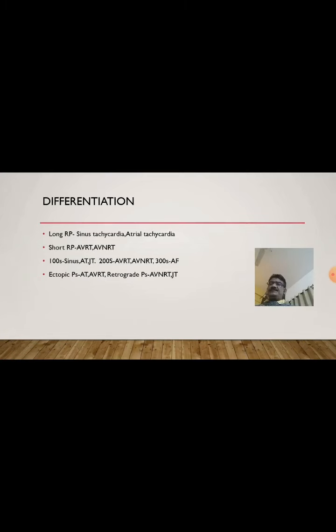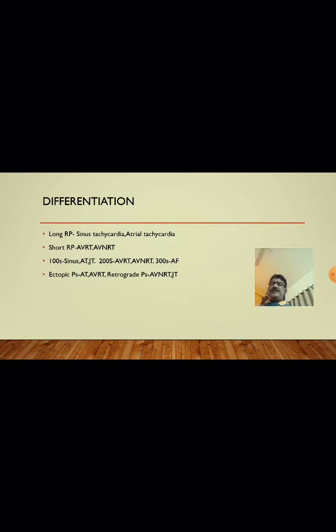In the differentiation of the various regular supraventricular tachycardias, the long RP tachycardias are the sinus tachycardia and the atrial tachycardia. The short RPs are the AVRT and AVNRT. And how does the heart rate help in the differentiation? The heart rate in the hundreds is seen in sinus tachycardia, atrial tachycardia, and junctional tachycardia. Heart rate in the 200s is AVRT and AVNRT. In the 300s and multiples, it is atrial flutter.